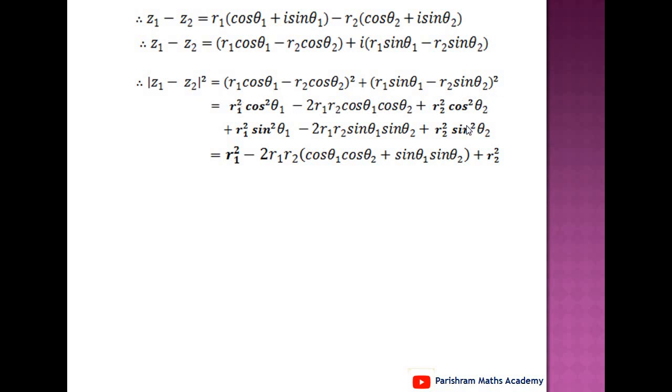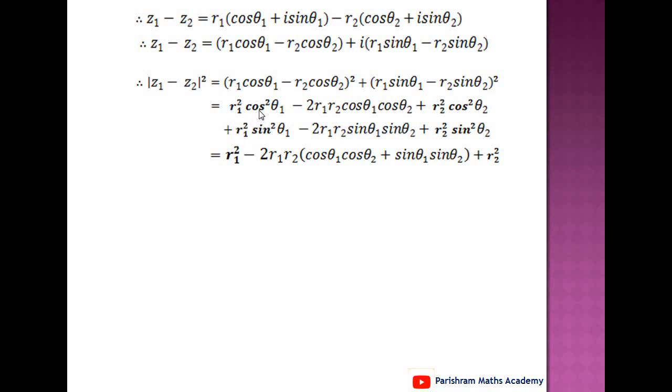Taking the bracket square expansion, therefore r1 square cos square theta 1, middle term minus 2 times r1 r2 cos theta 1 cos theta 2, plus r2 square cos square theta 2 is the bracket square expansion of the first term. Then the bracket square expansion of the second term is r1 square sin square theta 1, middle term minus 2 times r1 r2 sin theta 1 sin theta 2, plus r2 square sin square theta 2. From these 2 terms we can take r1 square as common.